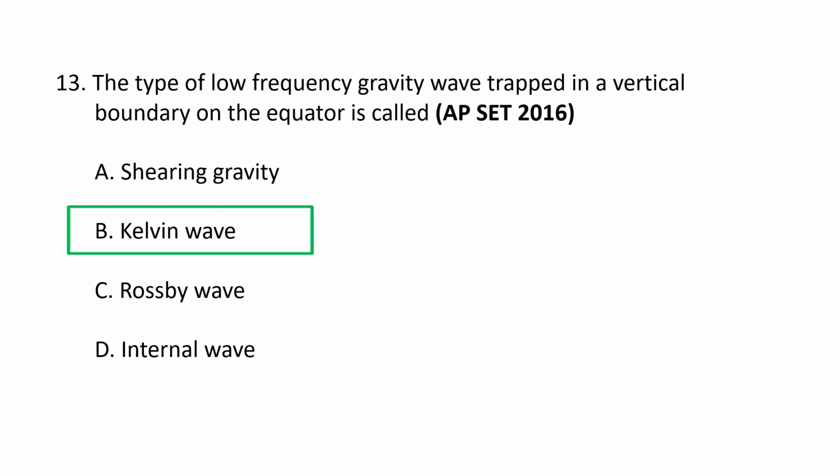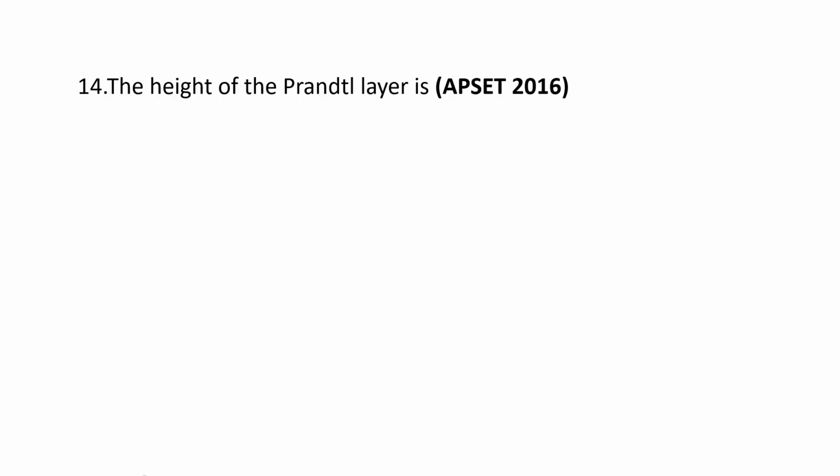Kelvin waves are a type of low frequency gravity wave that is trapped at the equator due to the Coriolis effect and propagate eastward. They function similarly to waves trapped by a vertical boundary like a coastline, but at the equator, the Coriolis force balances the wave's pressure gradient, preventing propagation away from the equatorial waveguide. So, the type of low frequency gravity wave trapped in a vertical boundary on the equator is called a Kelvin wave.